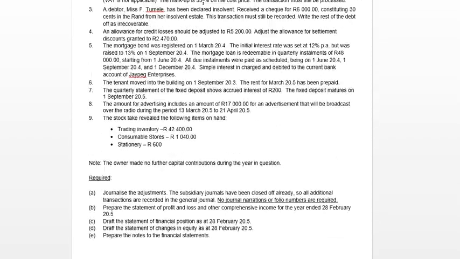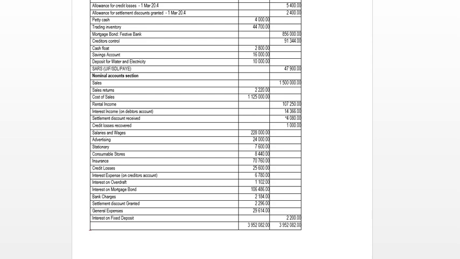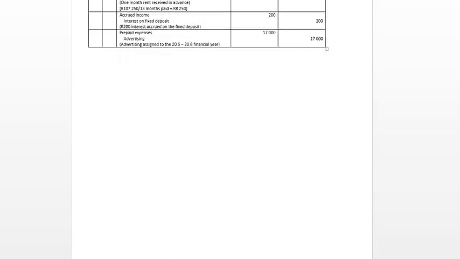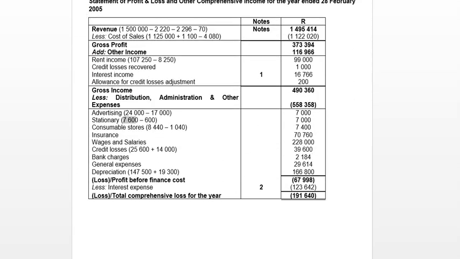If we look at our stationery, our expense was 7,600 Rand, but remember we had the 600 Rand which we can still take to the next financial year, so we didn't use this stationery. So we're going to take our expense of 7,600 Rand less 600 Rand, giving you a total stationery which we used and bought for the current financial year of 7,000 Rand. The same for consumable stores. Your balance was 8,440 less the 1,040 which we did not use. Okay.